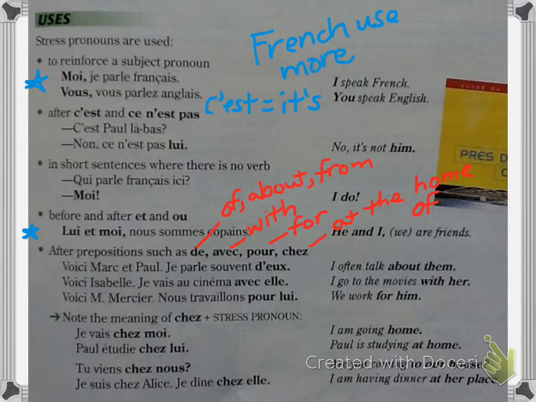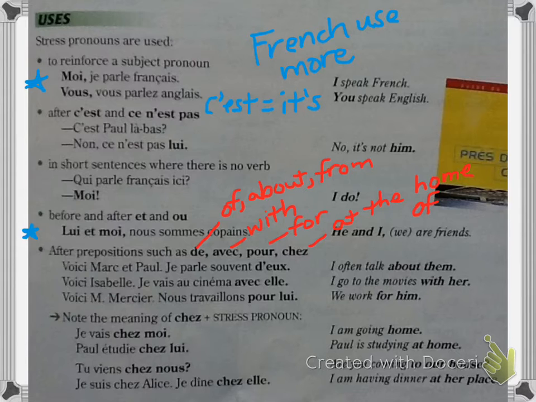So we have: Voici Marc et Paul. Je parle souvent d'eux. Voici Isabelle. Je vais au cinéma avec elle. Voici Monsieur Mercier. Nous travaillons pour lui. And then it says, note the meaning of chez and a stress pronoun. Je vais chez moi means I am going to the house of me, which is my house. Paul étudie chez lui. Paul is studying at the house of him, which is his house.